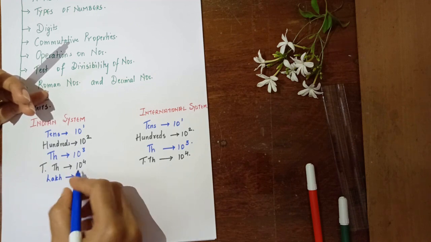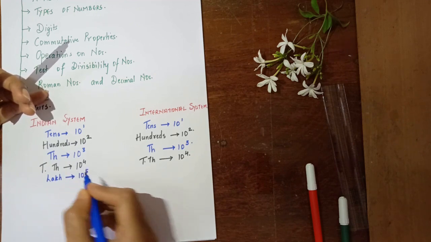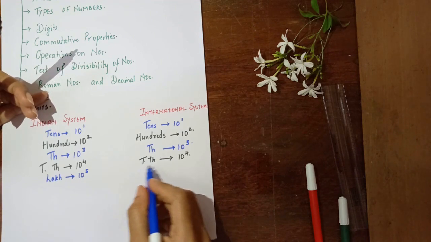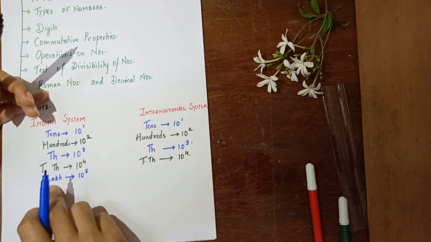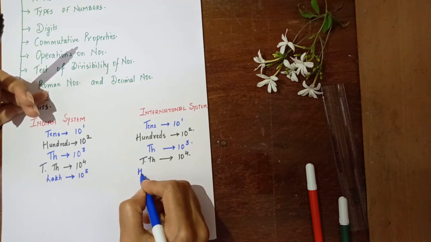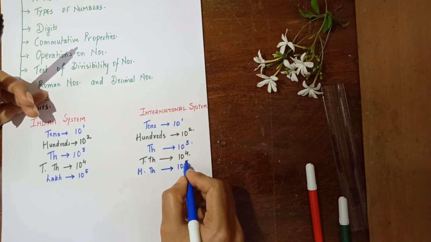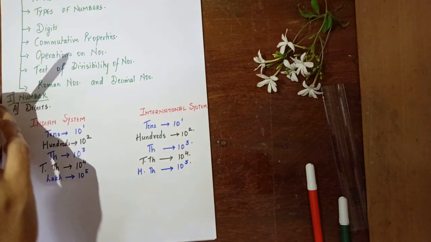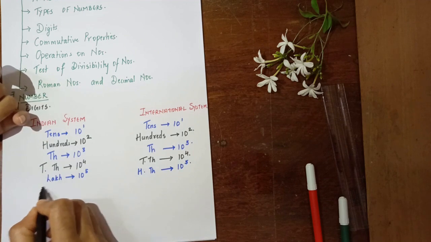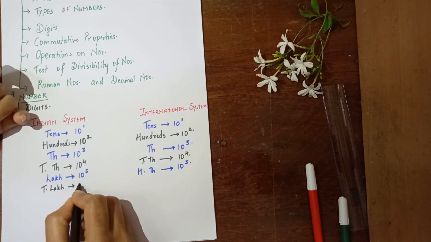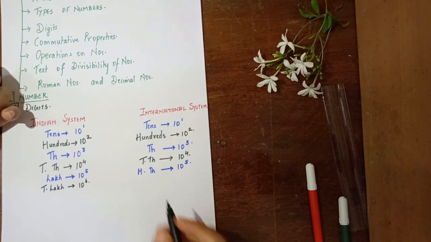Now the lakhs, or in lakhs, we always give 10 raised to the power 5. Whereas in the international system, after 10,000s, we do not use lakhs, we use 100,000. So you see the difference over here, and this is 10 raised to the power 5. After lakhs in the Indian system, you have 10 lakh, right?